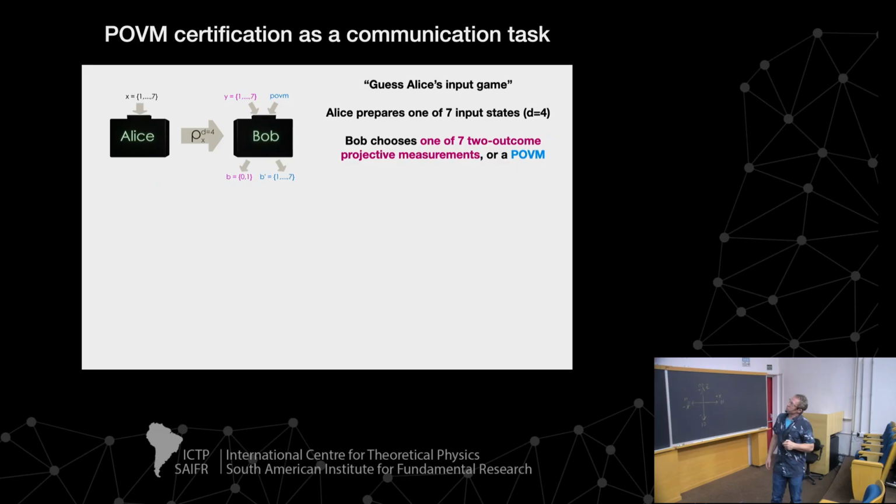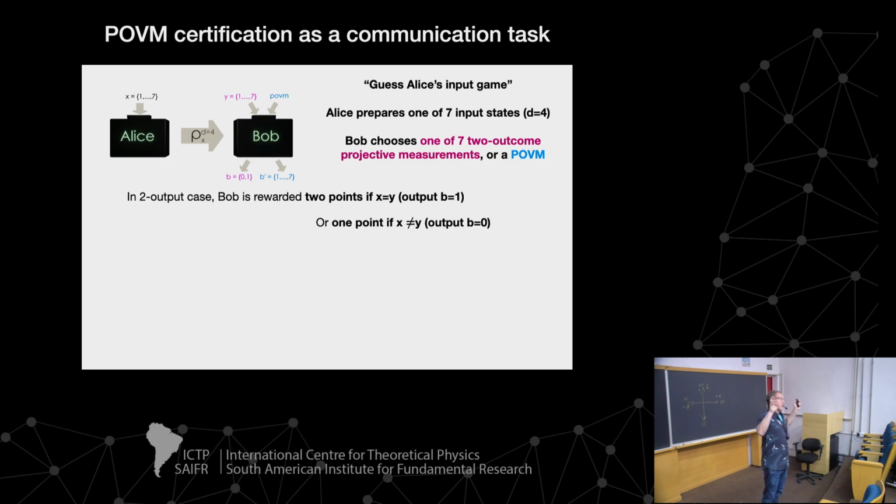The other measurement, which Bob can do, is implement the POVM measurement, which of course has the 7 possible outputs. So this game is the guess-Alice's-input game. The idea is that Bob wants to guess what the value of x is, which is the input Alice is using.